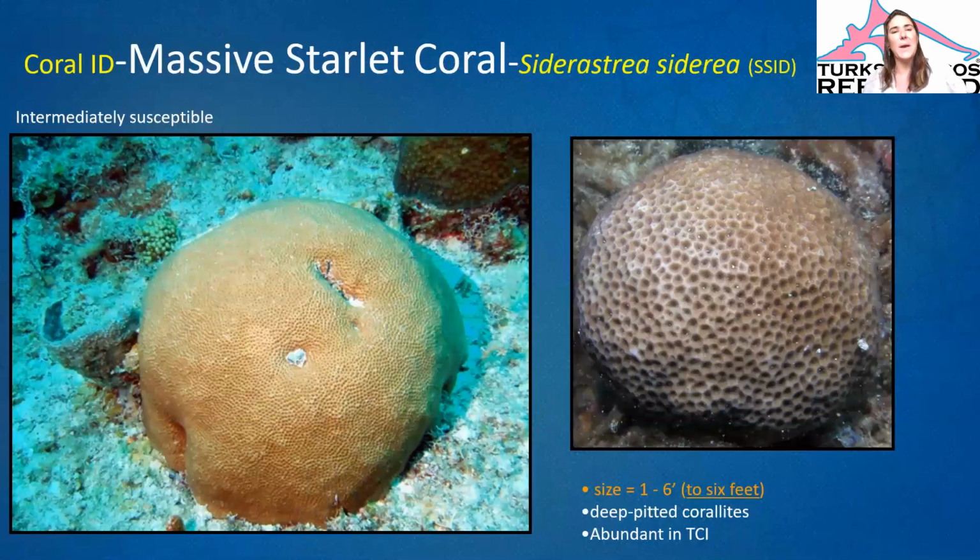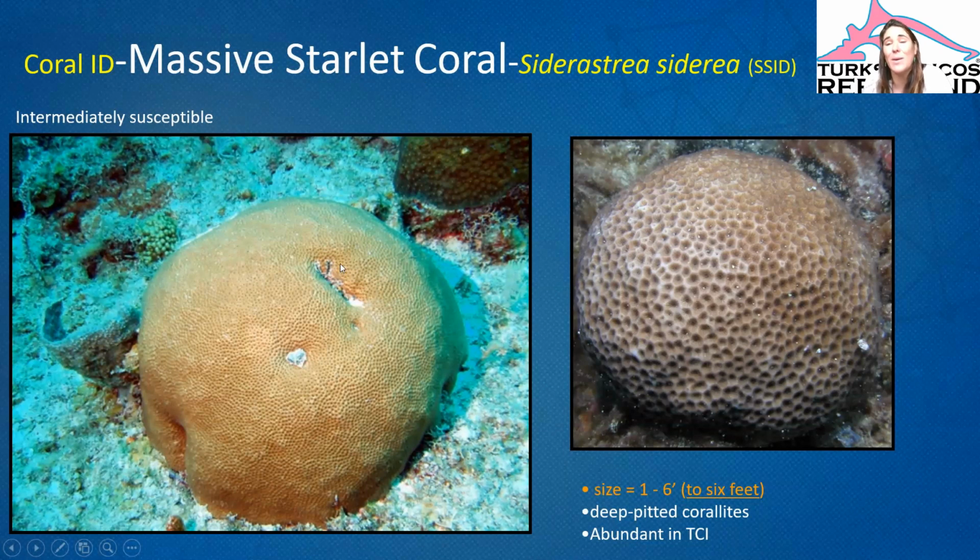And last but not least, we have our massive starlet coral, Siderastrea siderea. They are an intermediately susceptible species. They're incredibly abundant here in the Turks and Caicos, and they're quite easy to identify once you see them. They tend to be these big, rounded domes up to 6 feet, and they have these deep pitted corallites. It almost looks like somebody took a pencil with an eraser and jabbed it into a basketball and created these deep pitted corallites. So these are our starlet corals.